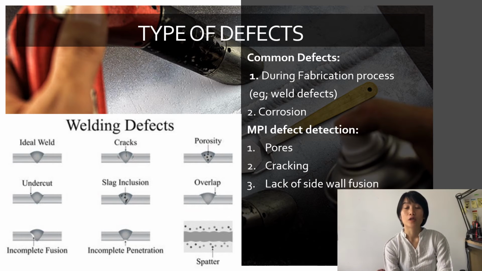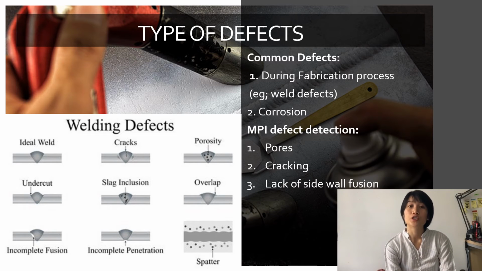The common defects that usually occur in pipelines arise during the fabrication process, where the welding process is not done accurately. Some errors might occur when the person in charge of the welding is not using the right parameters, and there may be some human error during that process, which leads to weld defects.